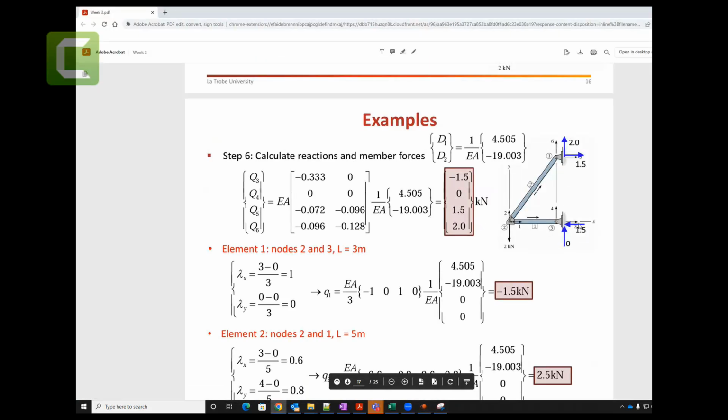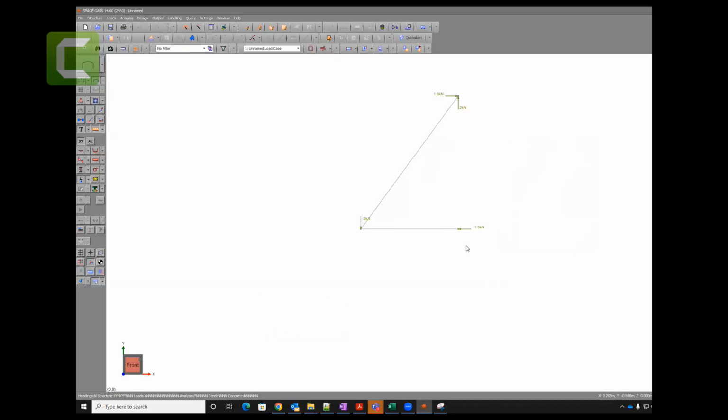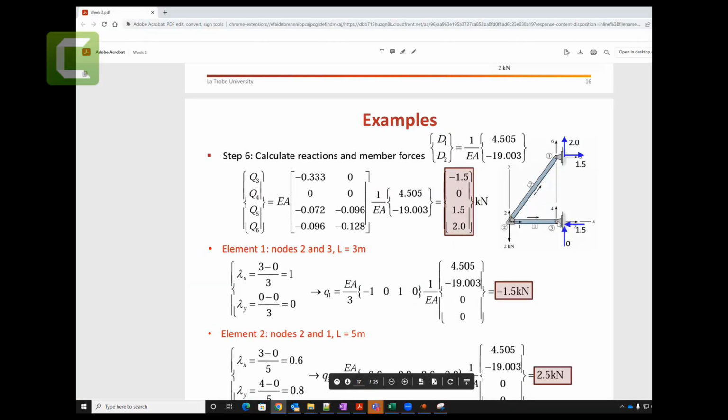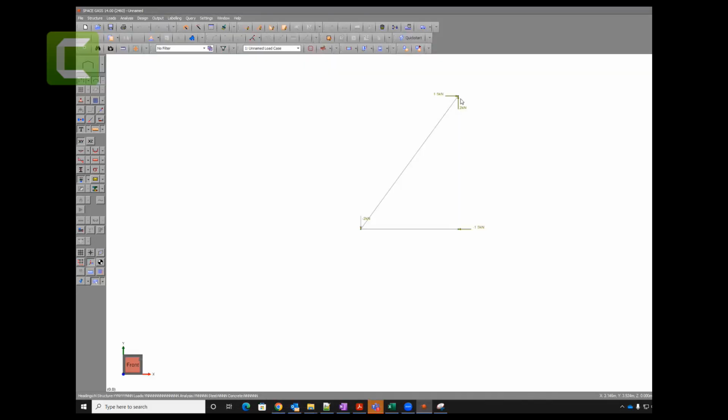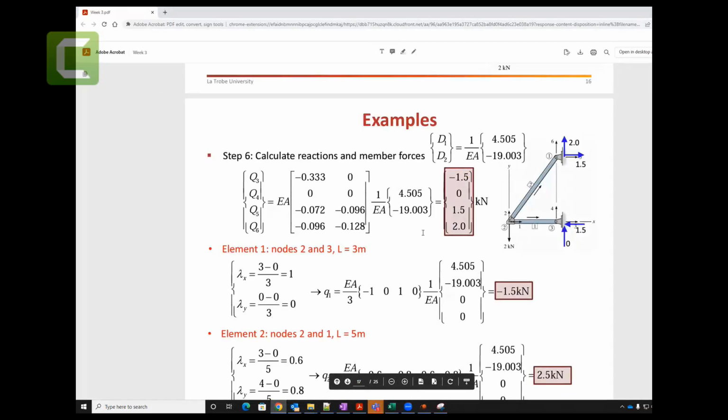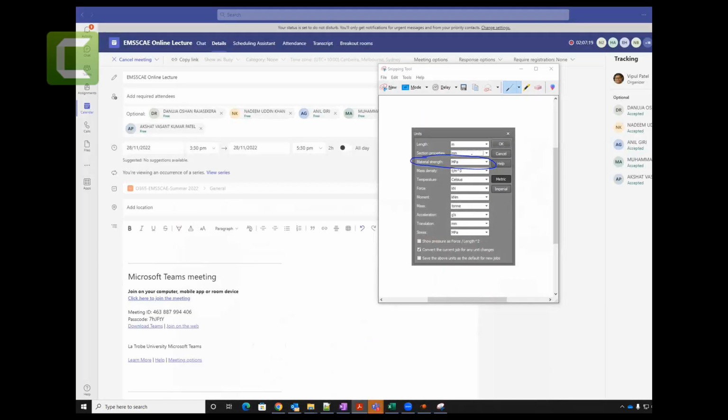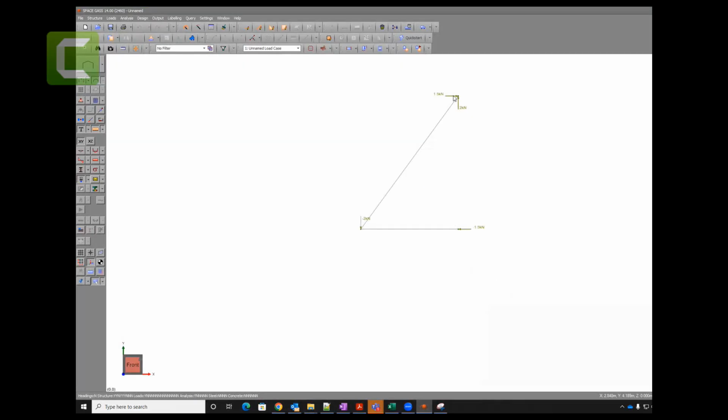How come this is Q3? You can see 3 here. So that's how you see 1.5 going this way. Q4 is 0, because you can see the fourth one is 0. Q5 is 1.5 going this way. Q6 is 2, you can see 6 here, and it is 2 going up. So you verify displacements, and you verify the reaction forces.